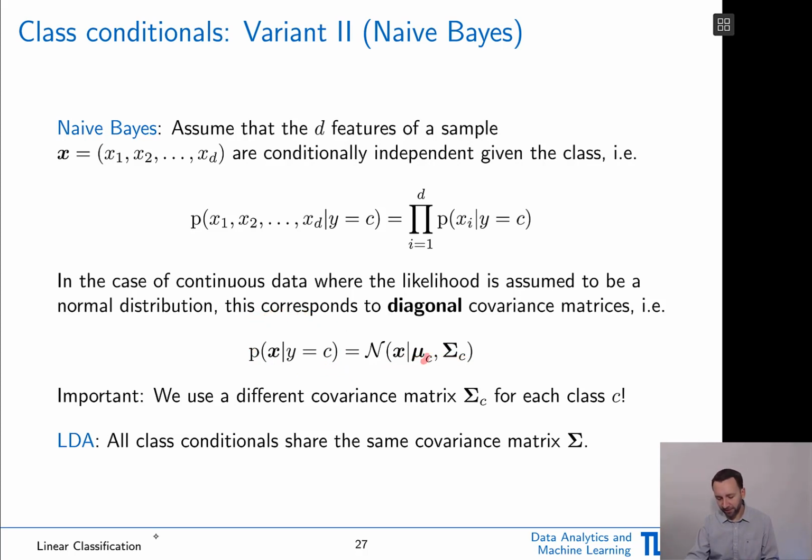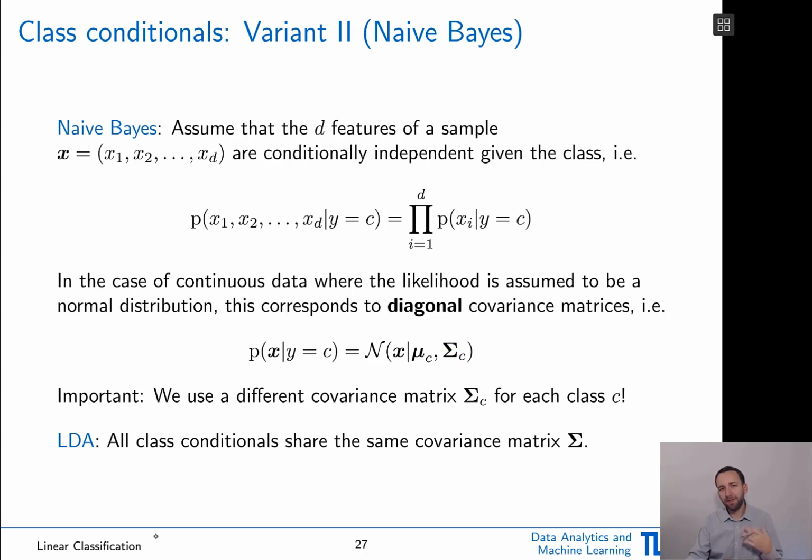Here we assume that, as before, we have a specific mean per class. You know how to derive it: just compute the empirical mean. But we also have an individual covariance per class. Before, I said we shouldn't use a specific covariance matrix per class, because then we have too many parameters. This would quickly blow up. So why do we do this here?